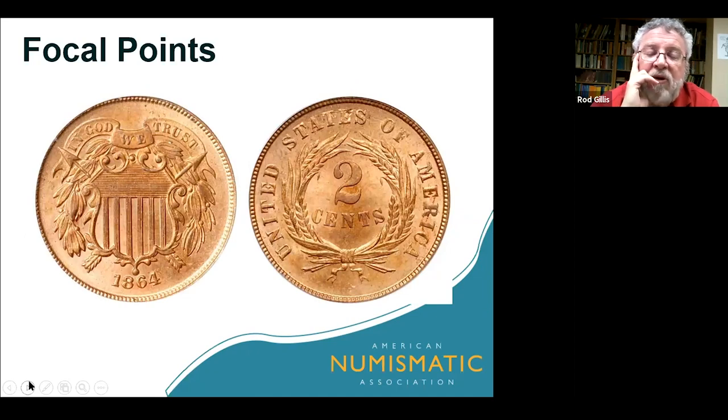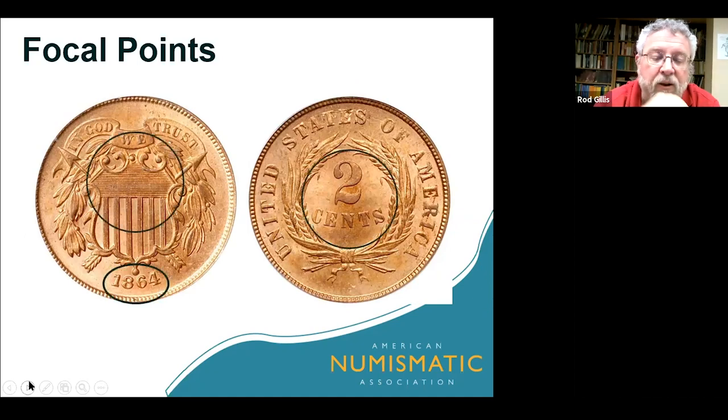Let's see if you can figure out where the focal points for a 2 cent piece are. It's not that hard. There they are. So on the obverse, it's right where the horizontal lines are and the date. And on the reverse, it's the area where you'll find 2 cents, right in the center of the coin. Often with designs, the center of the coin happens to be the area of the highest relief. It's not always the case, but most times it is. And if that's the case, highest relief, that's probably the area that gets attacked first in terms of wear.